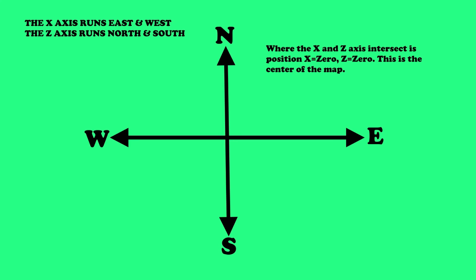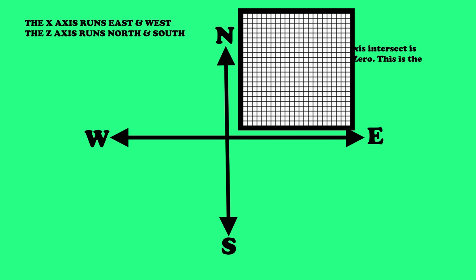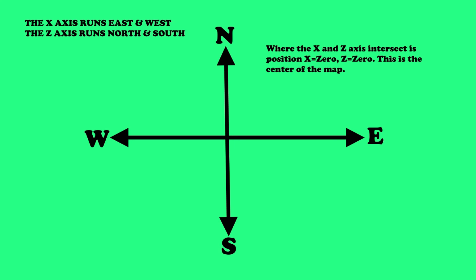If your x-axis is a positive number, no minus sign, and your z-axis is a negative number with a minus sign, then you are somewhere in the upper right quadrant of the map. If your x-axis is a negative number but your z-axis is a positive number, then that means that you are somewhere in the lower left quadrant of the map.